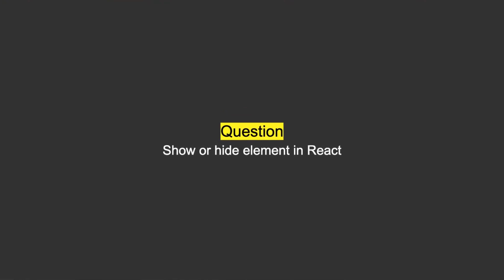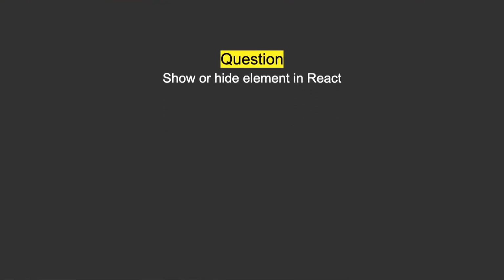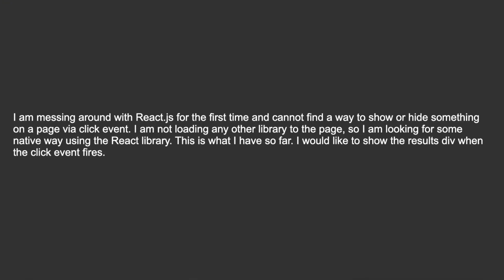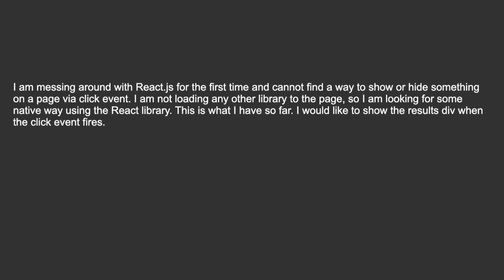Show or hide element in React? I am messing around with React.js for the first time and cannot find a way to show or hide something on a page via click event. I am not loading any other library to the page, so I am looking for some native way using the React library. This is what I have so far. I would like to show the results div when the click event fires.